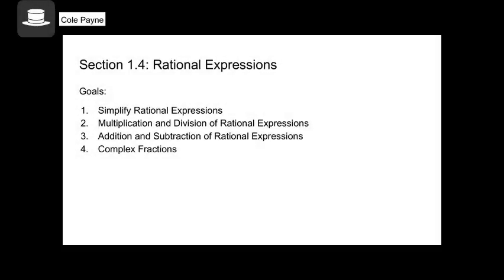Alright, so this is section 1.4, and we're going to discuss rational expressions. So we want to be able to simplify rational expressions. We'll do that through different processes of multiplication, division, addition, and subtraction. And we'll talk about complex fractions and kind of what those mean.